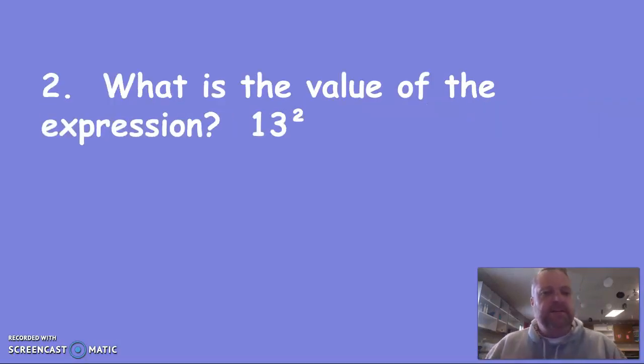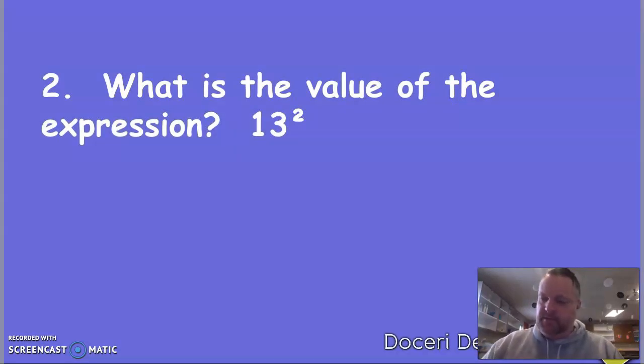Okay, what is the value of the expression 13 squared? Okay, 13 squared, what they're asking us to do is to multiply 13 times itself. We want to write it down 2 times and then multiply. So it's 13 once, 13 again. I've written it down twice and then put a multiply sign in between, and then I simply just multiply.